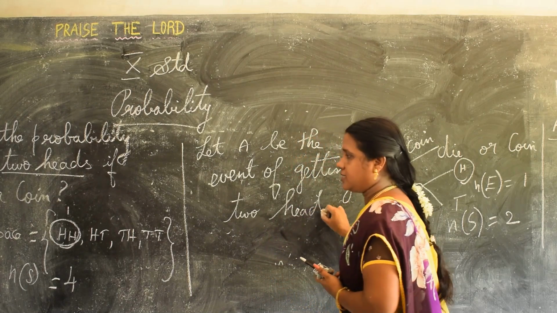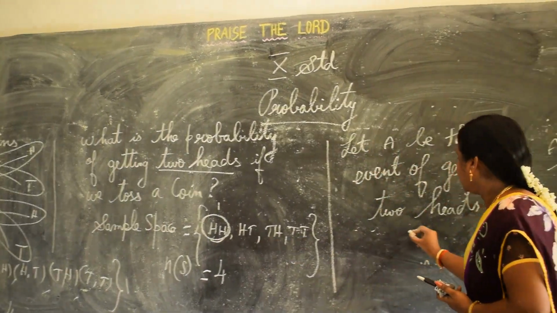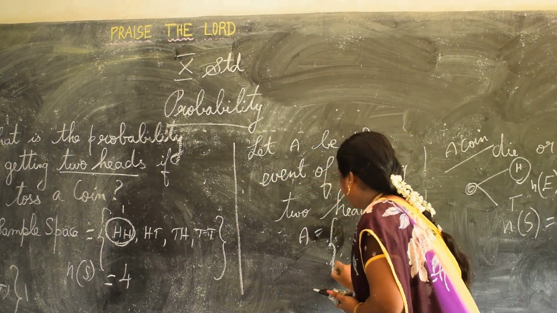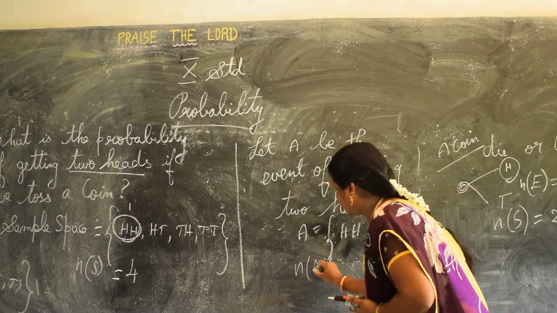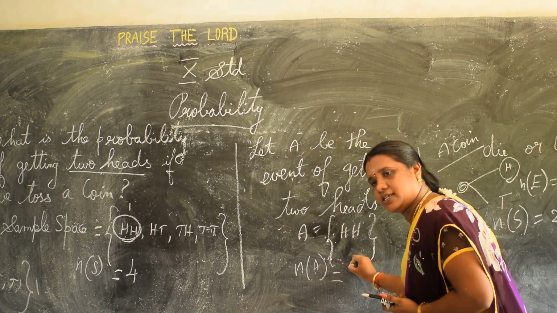See our sample space. Where are 2 heads there? Only one. So for N of A, first you write A. What is our A? HH, 2 heads. So N of A is equal to, how many outcomes are here? Only one. So N of A is 1.